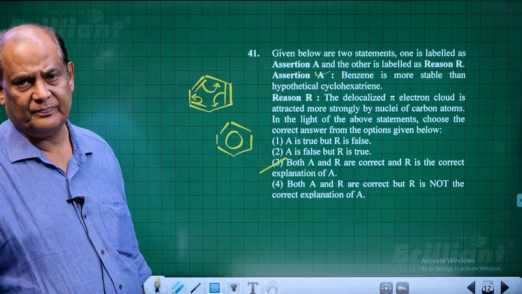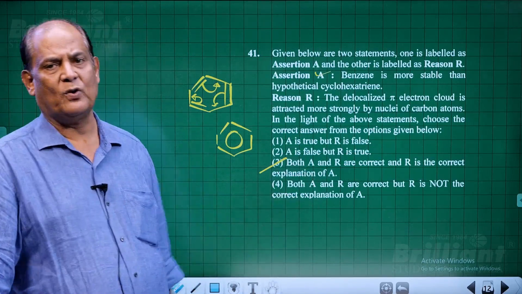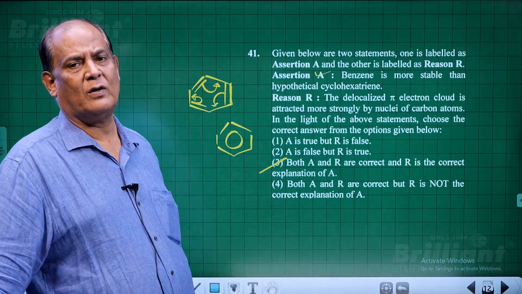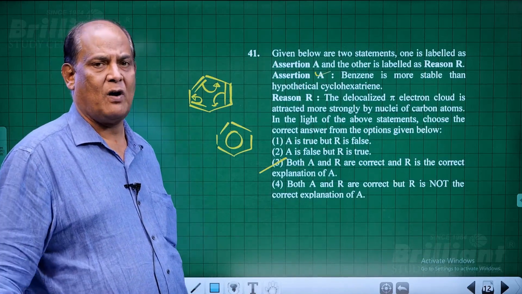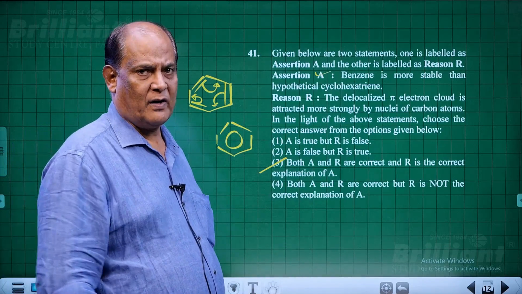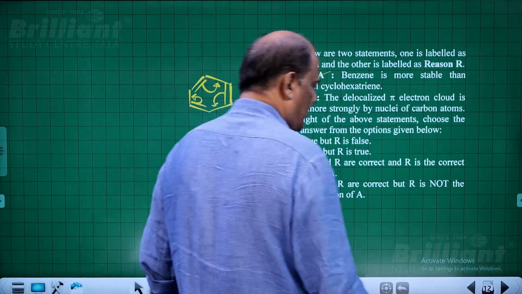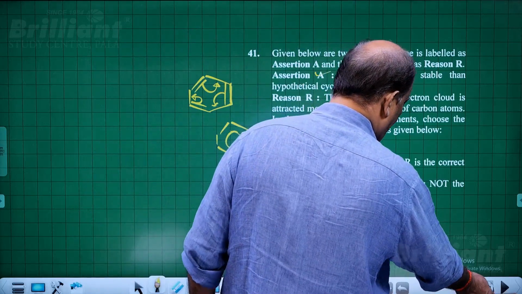This is correct. This is a very simple question. Whatever the number of pi electrons there are, all those pi electrons are being attracted by the carbon. That's the bonding orbital, right? That's why both statements are correct. But cyclohexatriene will not be there at all.